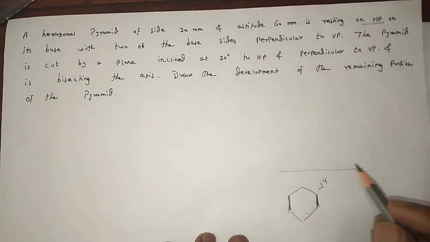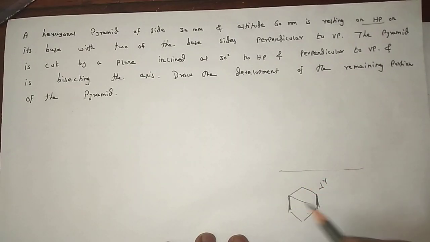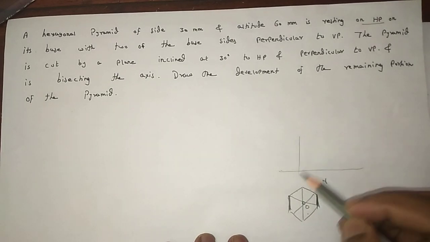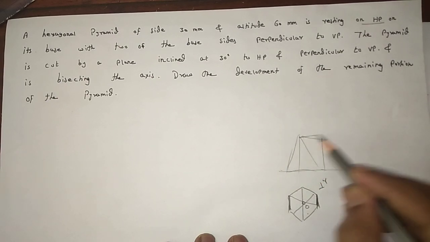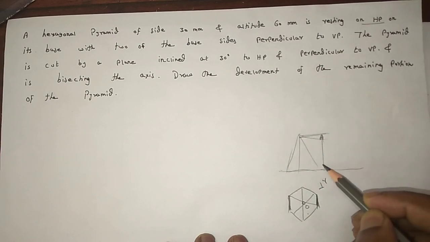And next, the height of the pyramid. So it's a pyramid, it having slanting edges and apex point. And the height of the pyramid is, the value is 60 mm.